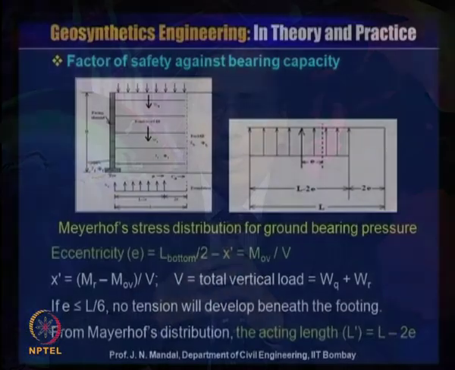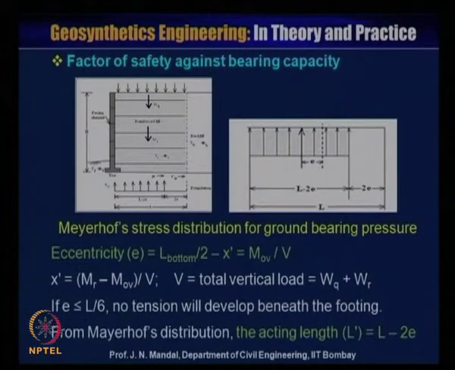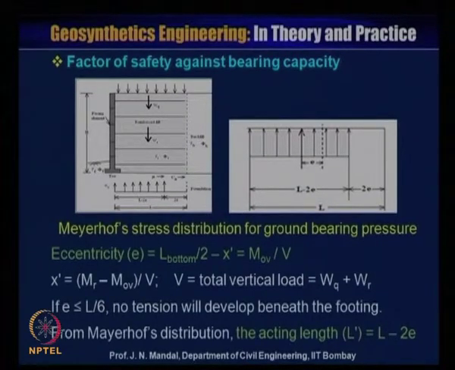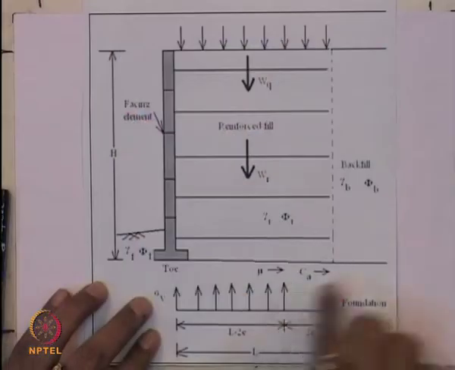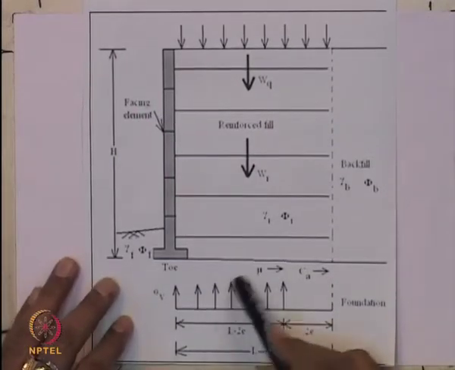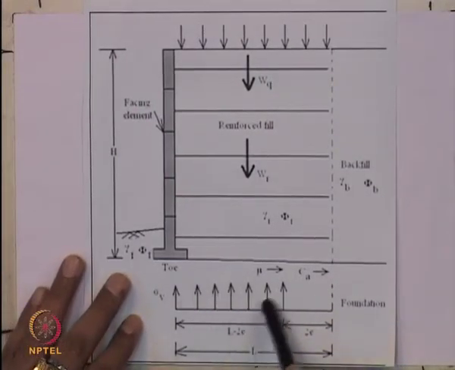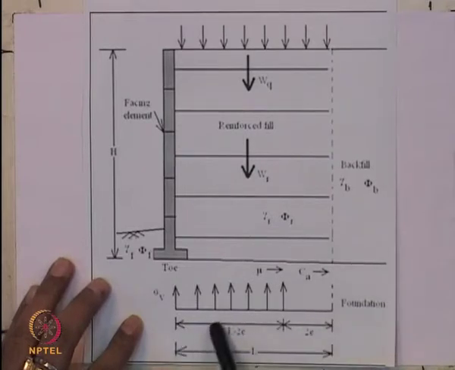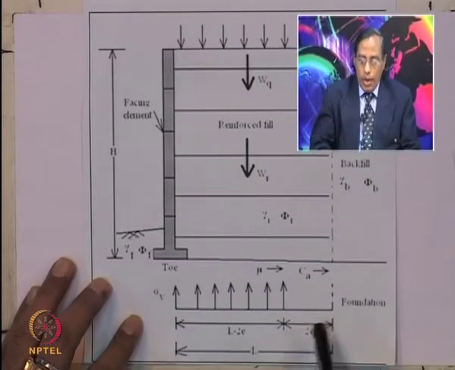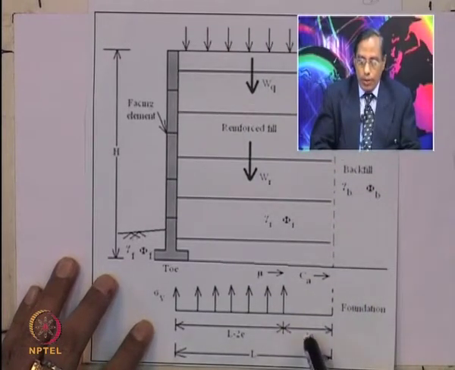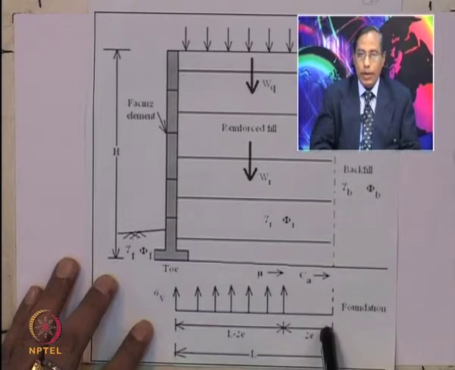Now the factor of safety against bearing capacity, if the foundation soil is poor, and how you can calculate the bearing capacity of the soil. So what we use is the foundation soil. We take the measure of stress distribution for ground bearing pressure, and we have to calculate what should be the eccentricity, that means E.